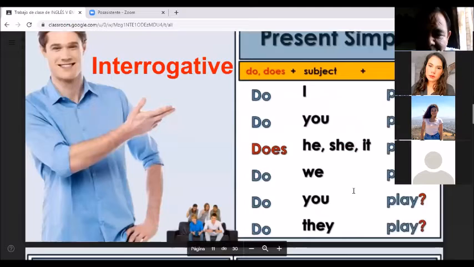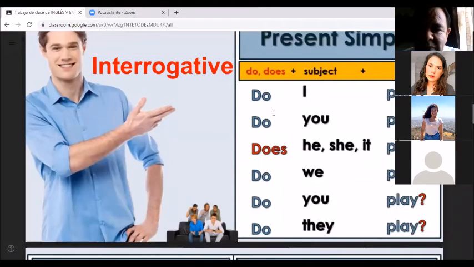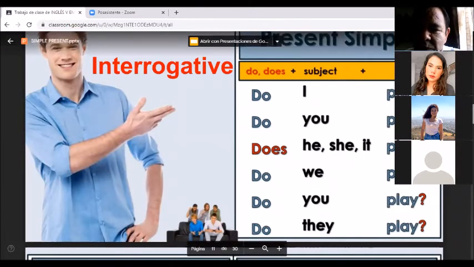Present simple in interrogative. As you know, if we are going to make a question, we have to write at the beginning the auxiliary verb, in this case, do or does, depending on the subject of our sentence. Do I play? Do you play? Does he play? Does she play? Does it play? Do we play? Do you play? Do they play?